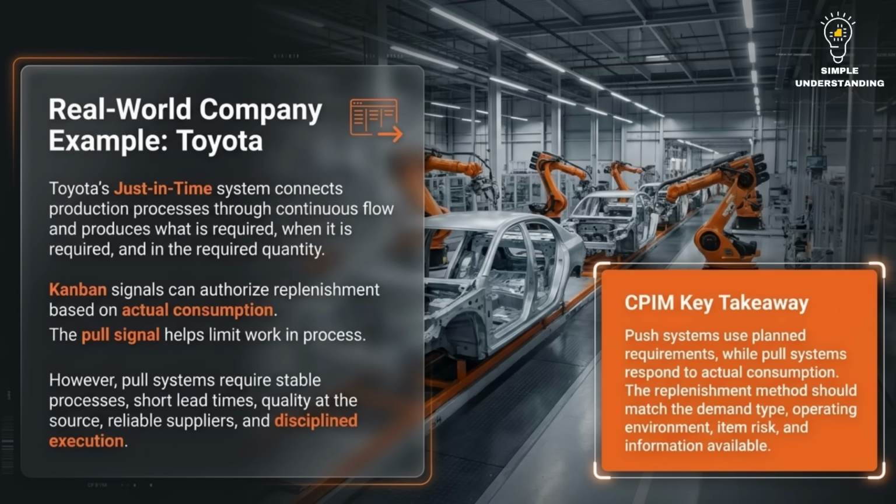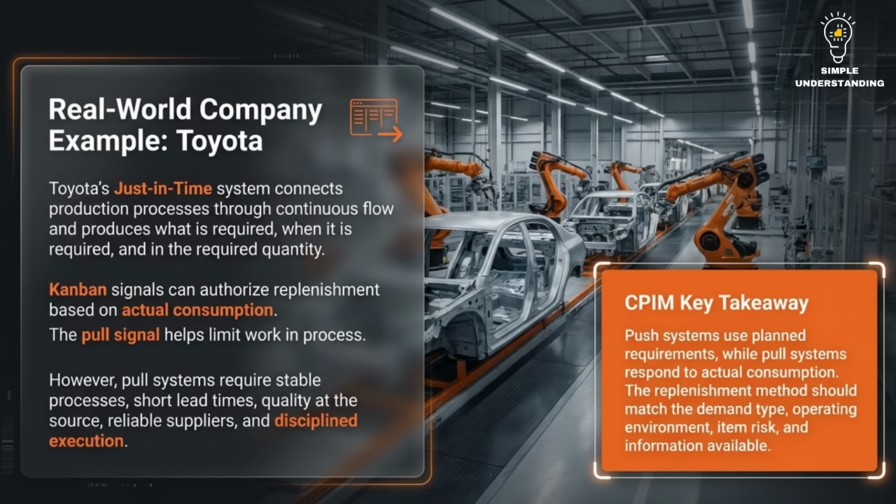Toyota's just-in-time system connects production processes through continuous flow and produces what is required, when it is required, and in the required quantity. Kanban signals can authorize replenishment based on actual consumption. The pull signal helps limit work in process. However, pull systems require stable processes, short lead times, quality at the source, reliable suppliers, and disciplined execution.